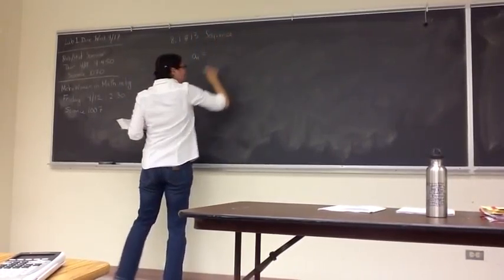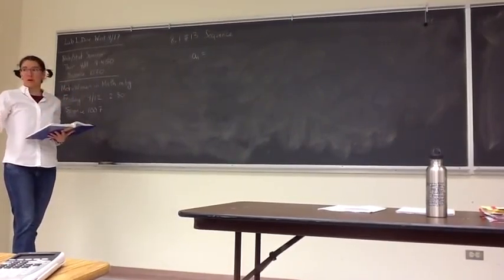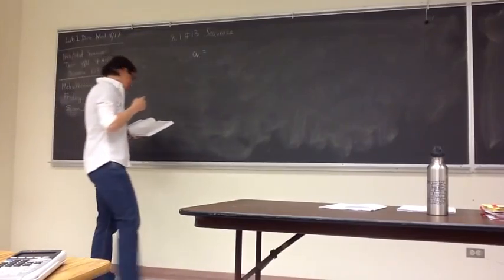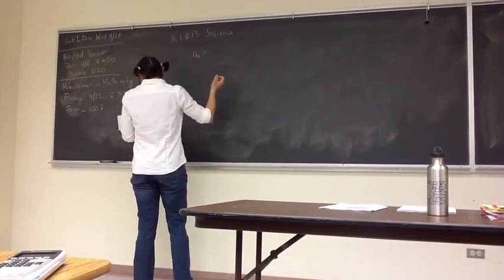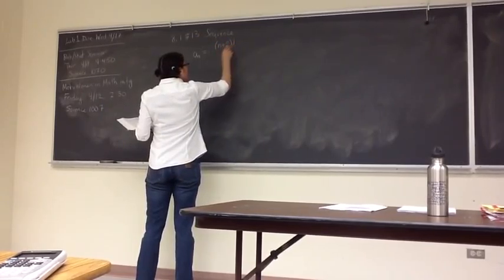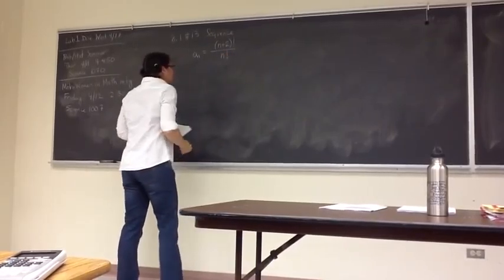Remember that a sequence is a list of numbers with commas in between them, as opposed to a series, which we'll talk about later, which is a list of numbers that we're adding together. So for a sequence, the formula for our sequence is a_n equals (n plus 2) factorial over n factorial.